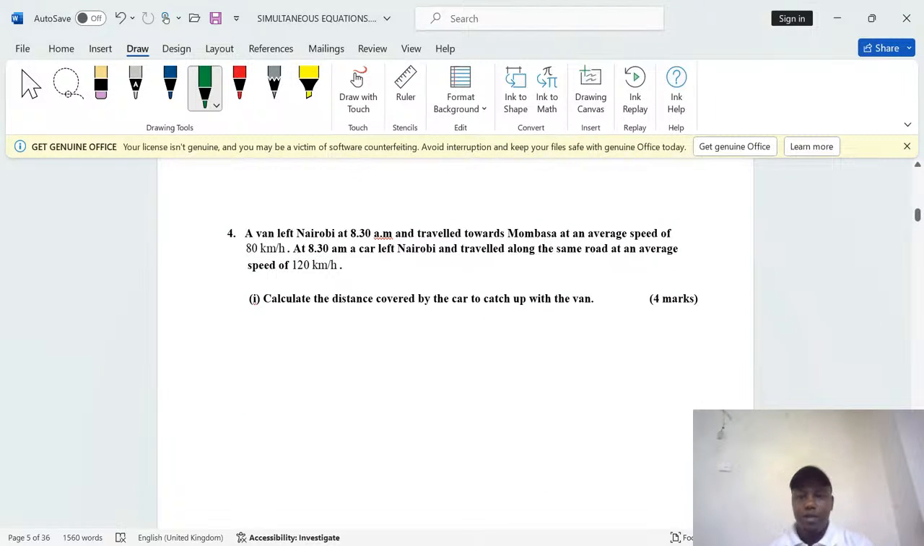Number 4 now, on relative speed. We're going to handle 2 questions on relative speed, and then we'll be concluding the lesson very soon.